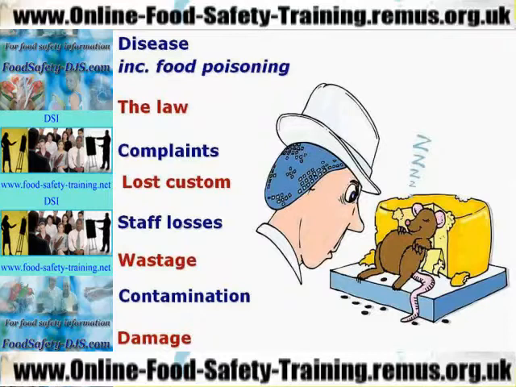So what's the problem with pests? Well, first of all, they cause harmful diseases, including food poisoning. It's the law, and it's been the law since about 1949, that all food premises must be devoid of pests. It could give rise to complaints, lost custom, staff losses, wastage of food, especially if it's contaminated, contamination and damage to food or property.